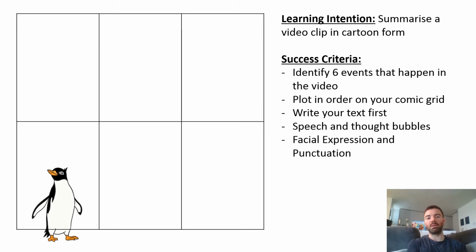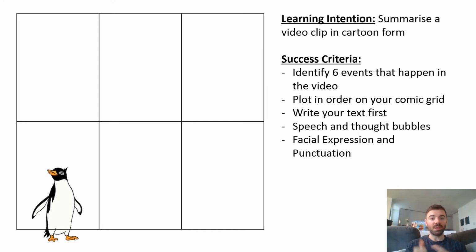Now, remember, when we do a comic strip, we usually write in the text first. Because if you draw your pictures, if you're anything like me, you get carried away drawing your picture, and then before you know it, you've got no space to put in any text. So the text is the most important bit. Write that in, and then draw your pictures around it.